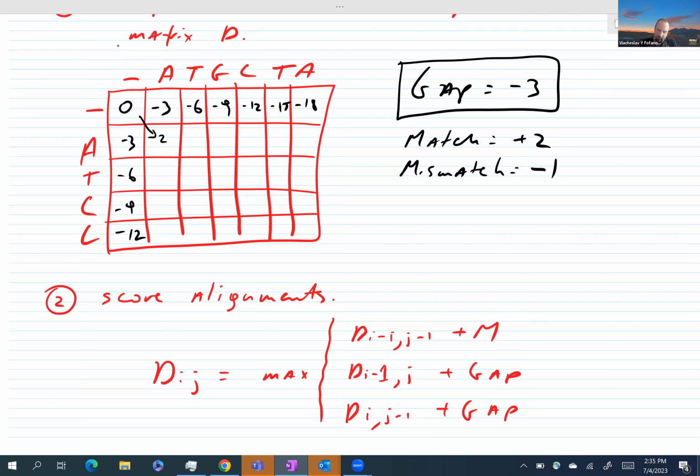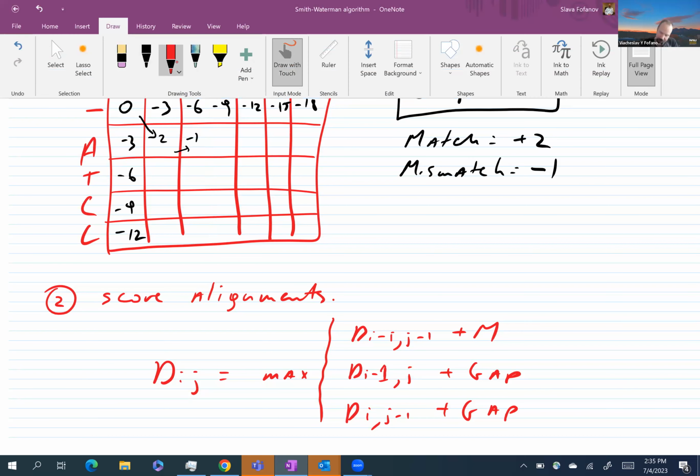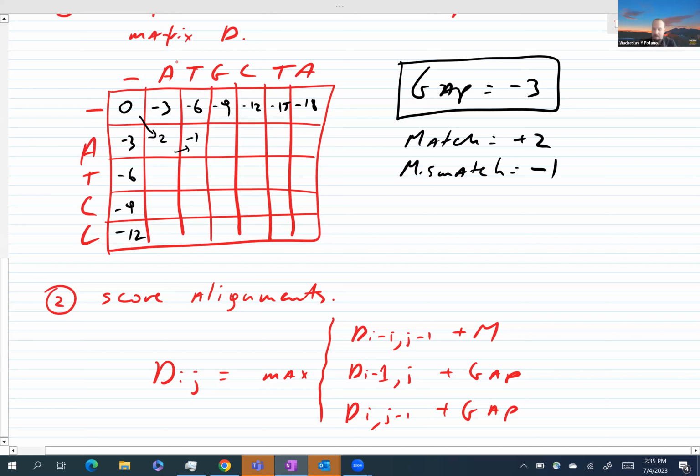So moving on over here, the diagonal move is going to give us T and A don't match, so it's going to be -4. The vertical move is going to be -9, and the horizontal move is going to be -1, right? So the best move that we can make here is the horizontal move. That would be -1. And so on and so forth.